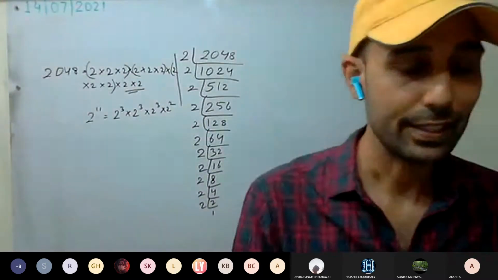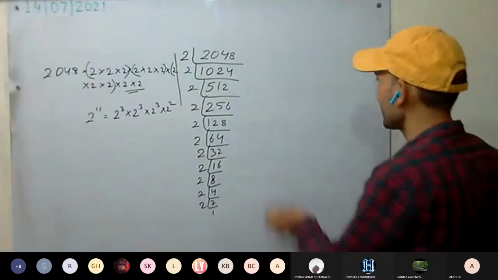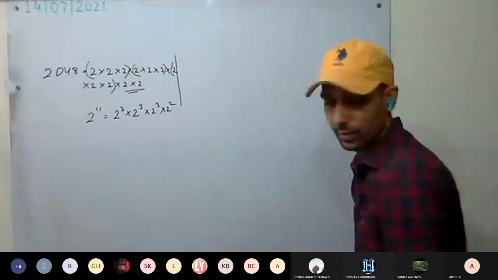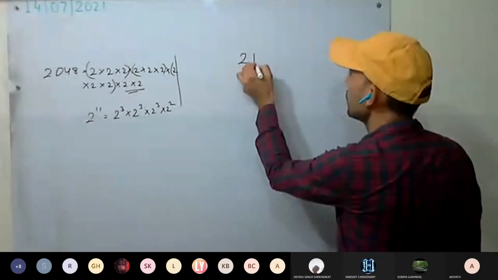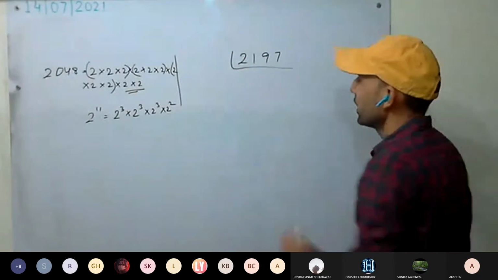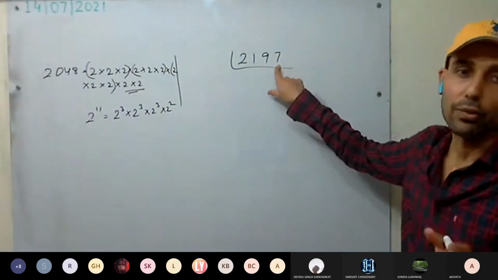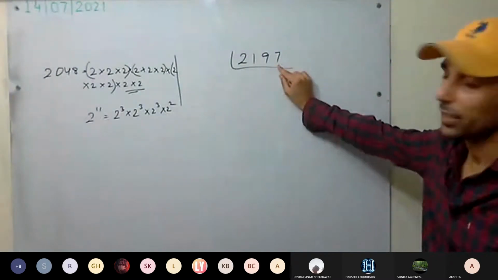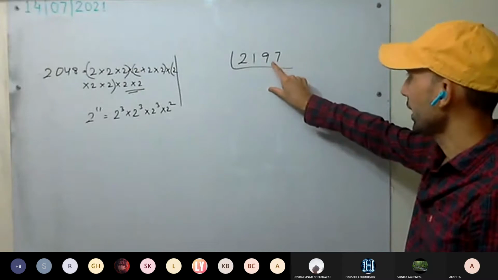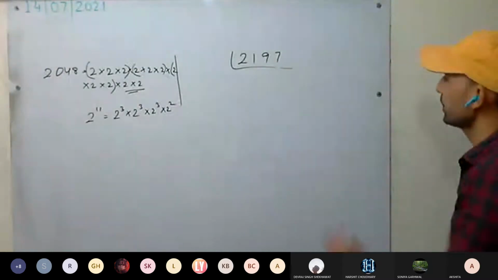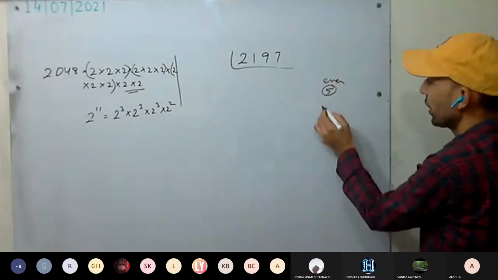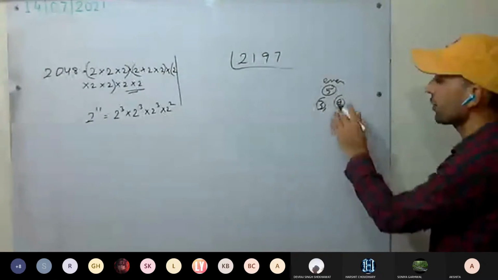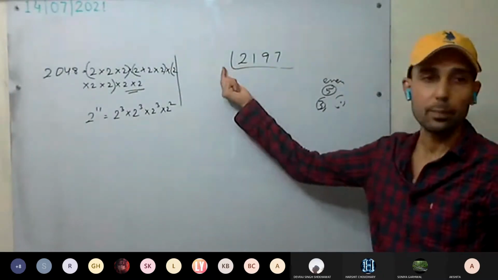Okay, 2197. Factorize this one. Odd is there, so no even number will be a factor. Okay, forget about even numbers. No 5 will be a factor of this one. 3, 10, 19, so 3 won't be a factor. 3 is not there, so 9 won't be there. Okay, so check the numbers.